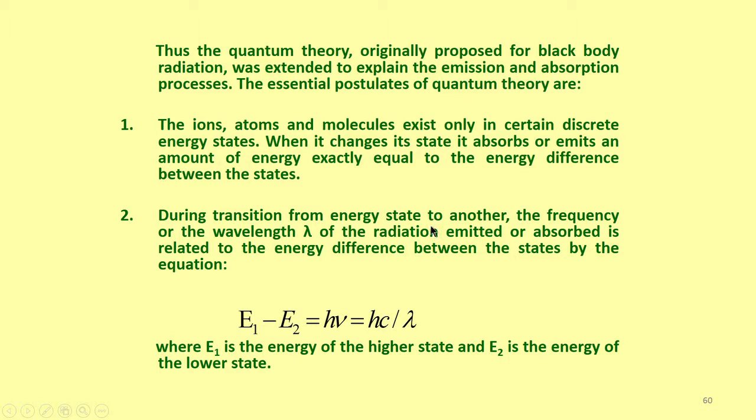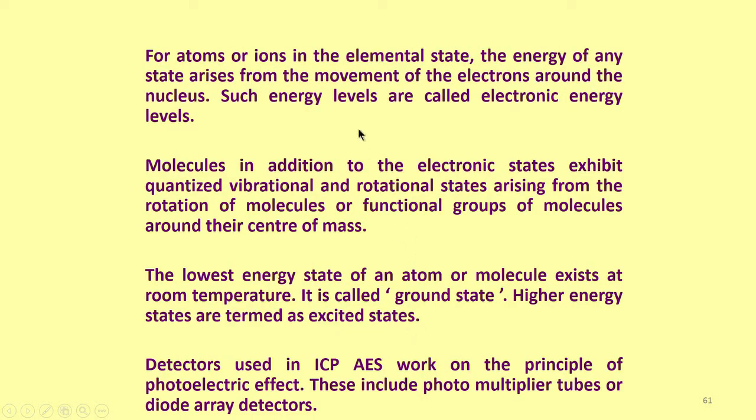So, if we know the energy, we can calculate the amount of radiation that comes out and vice versa. During the transition from one energy state to another, the frequency or the wavelength of the radiation is related to the energy difference. This we have already covered, and E1 minus E2 is equal to hc by lambda. So, for atoms or ions in the elemental state, that is, uncombined atoms or atoms from which electrons have been removed, they are known as ions.